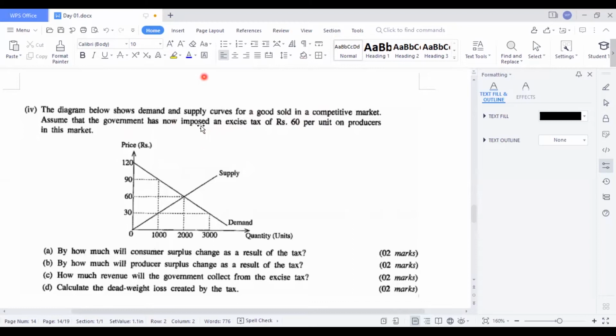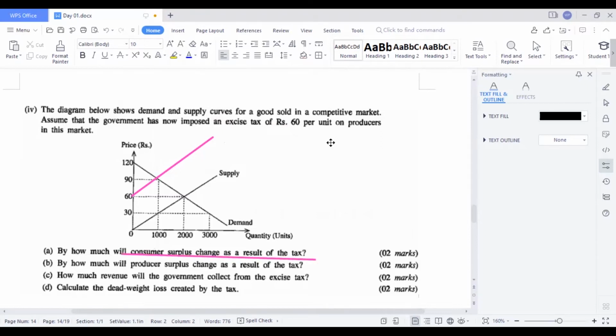So now here I'm going to put a tax, because they are saying a tax of 60 rupees was imposed. So I'm going to draw a line here from 60 onwards, above. If this 60 goes above, it intersects at the 90 point, that is your new equilibrium price. Now with that idea, we are going to work out how much consumer surplus will change as a result of the tax. Let me do it here, guys.